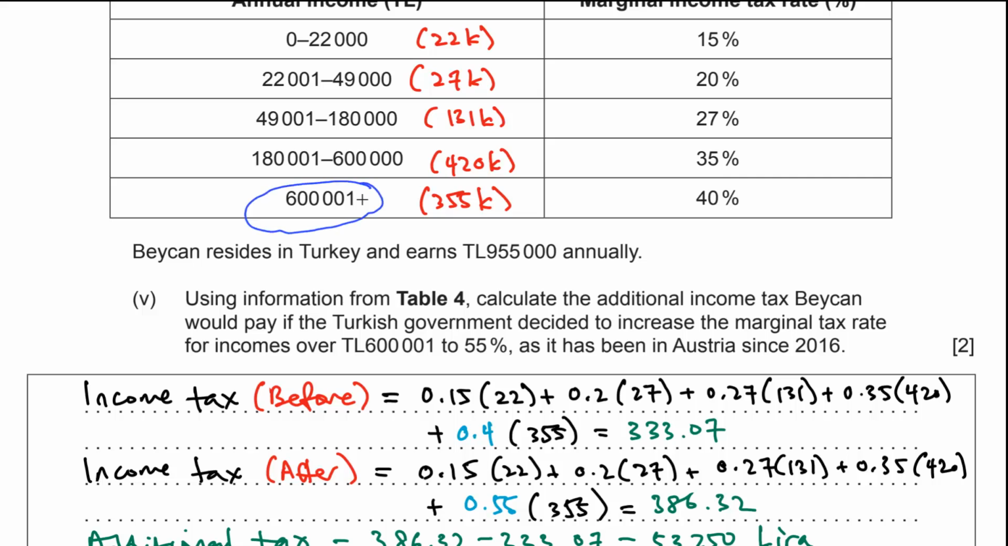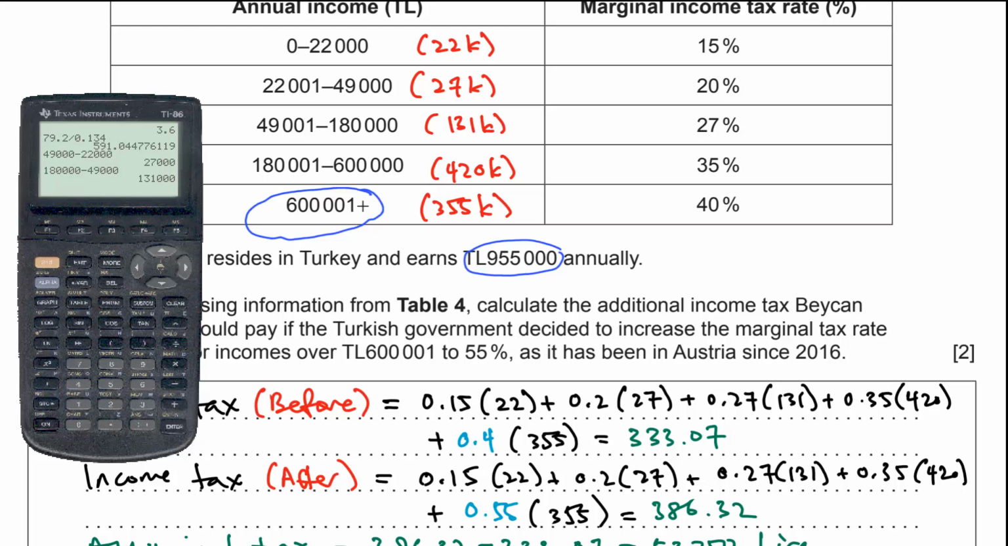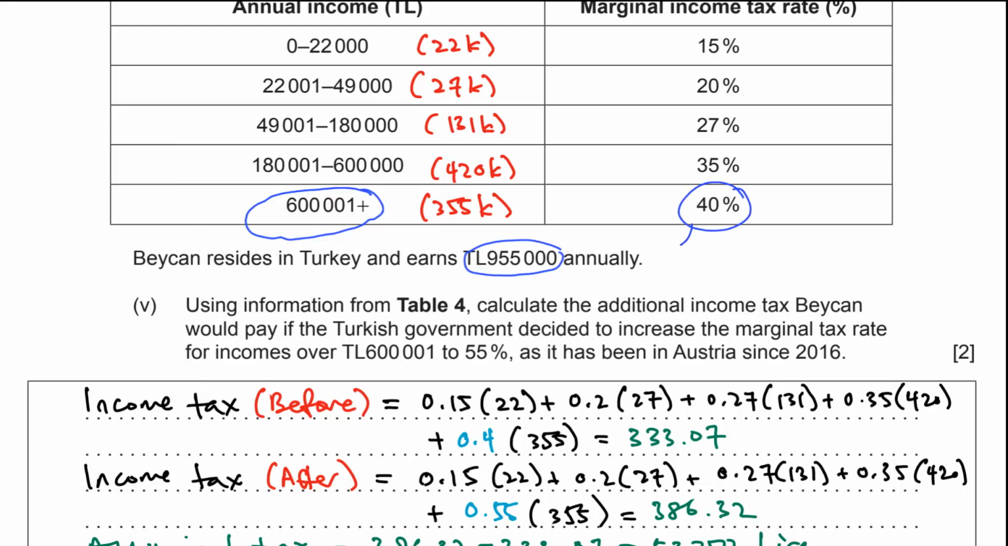Now the final slice is anything above 600,000. So he's currently earning 955. So how big is that final slice? What's 955,000 minus 600,000? So that final slice is 355,000. And he's going to have to pay 40% on that final slice, which is why over here I've got 40% on the final slice, which is 355K over there.